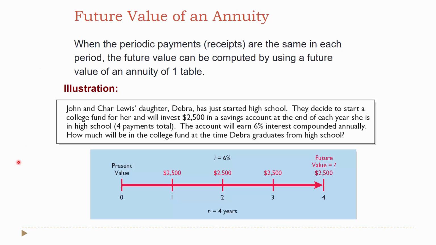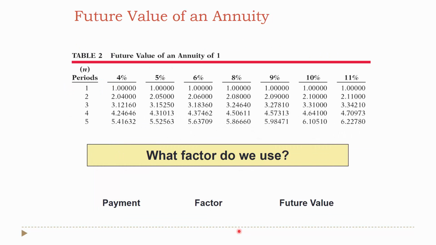Let's look at another example. John and Charlese's daughter Deborah has just started high school. They decided to start a college fund for her and will invest $2,500 in a savings account at the end of each year she is in high school. The account will earn 6% interest compounded annually. So again, they're putting in the same amount 4 times at 6%, so we can use our annuity table because it's the same amount each year. So if we go to our annuity table, we find our 6% 4 years, 4 periods. Our factor is 4.37462. We can then multiply it out and figure out that she will have $10,936.